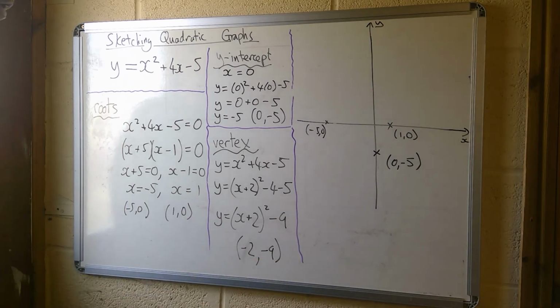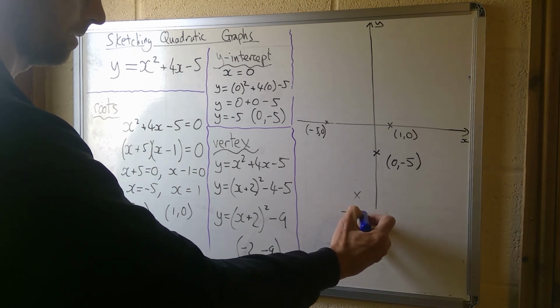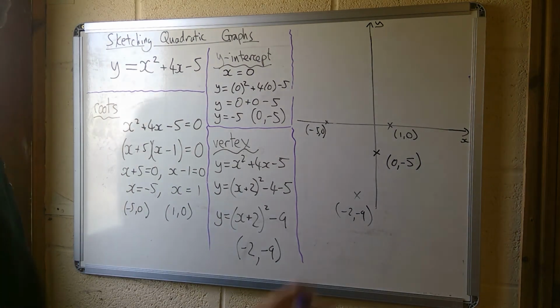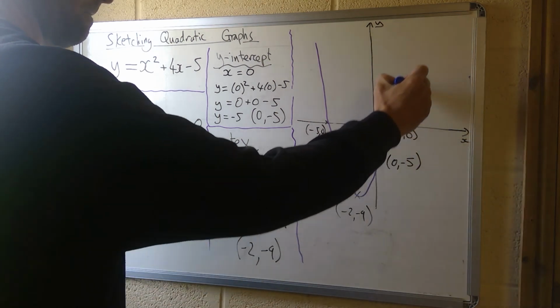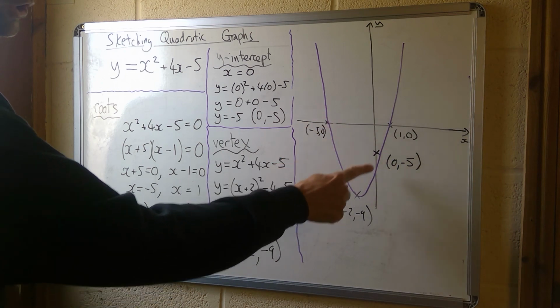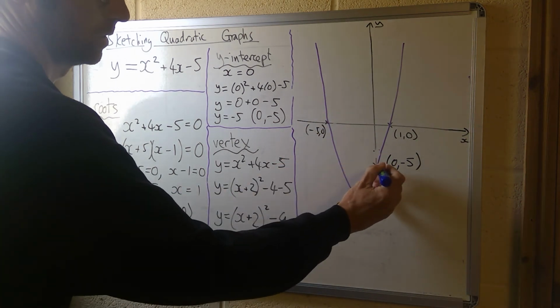So this is the final point, my vertex, which is approximately here, negative 2, negative 9. And now I can join up the points with a smooth curve. And it should be symmetrical about this point, and it should go through all these coordinates.